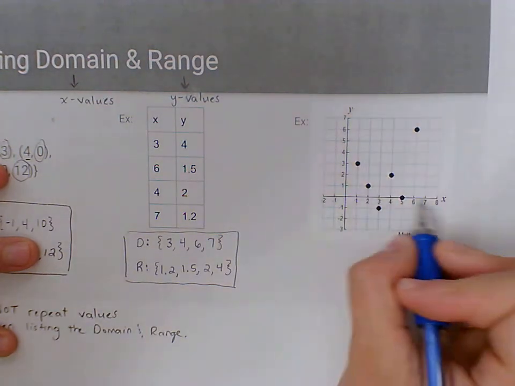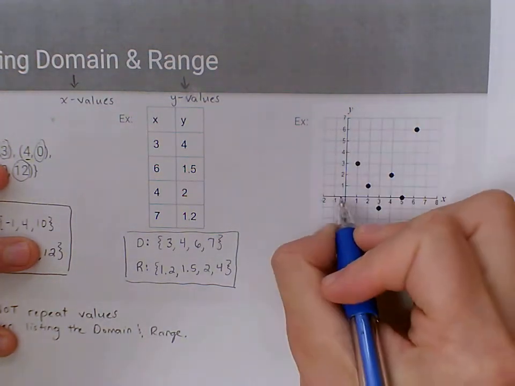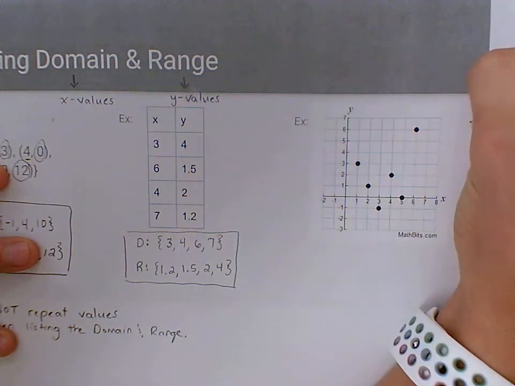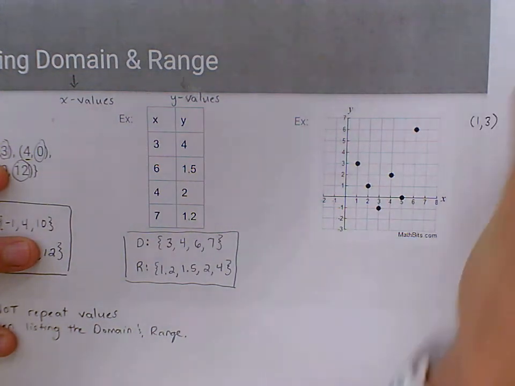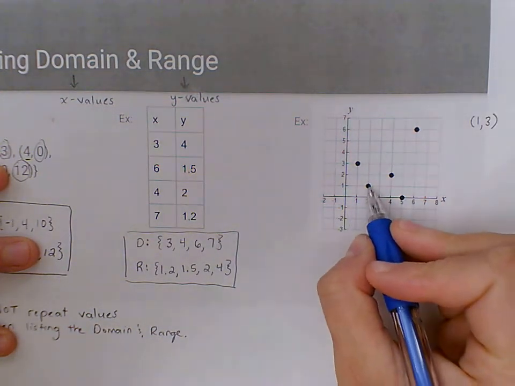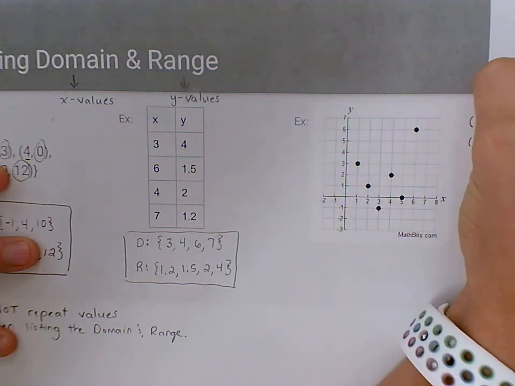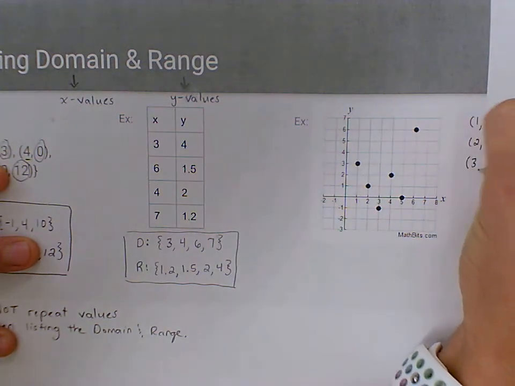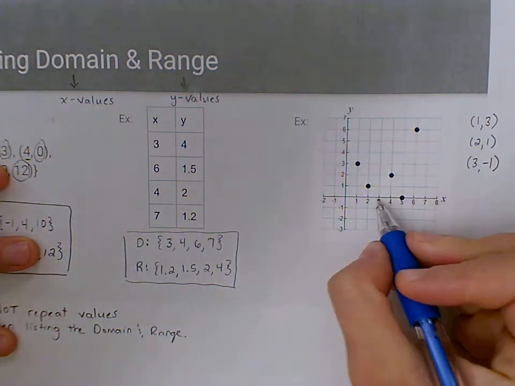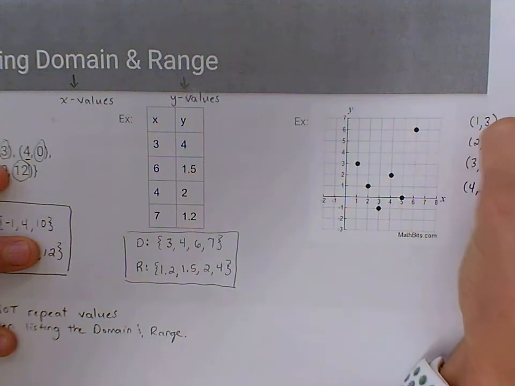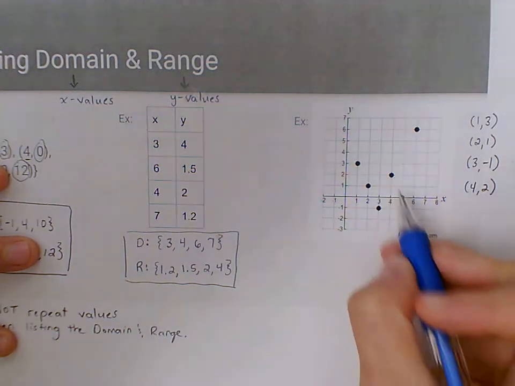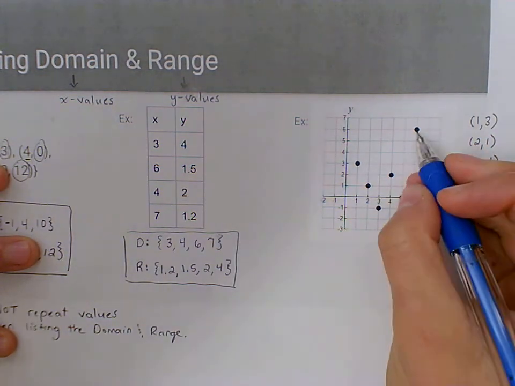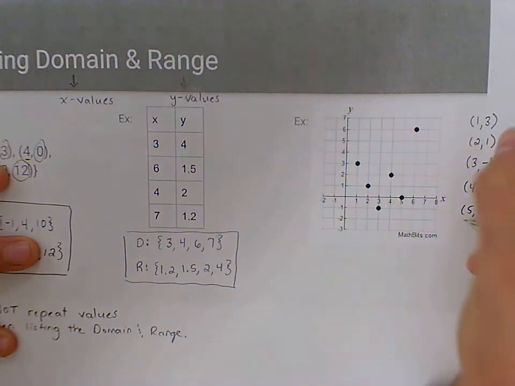So remember, this is your x-axis, that's your y-axis. So this coordinate right here, I'd have to go to 1 on the x-axis and then up to 3. So it'd be 1, 3. The next one would be 2, 1. And then we have 3, negative 1. And then 4, 2. And then 5, 0. And then the last one we have 6, 6.